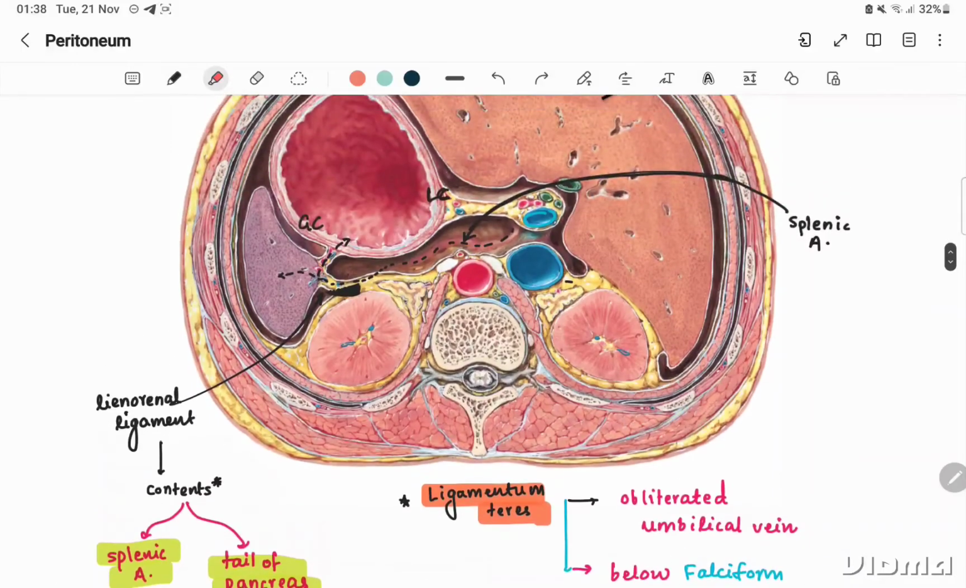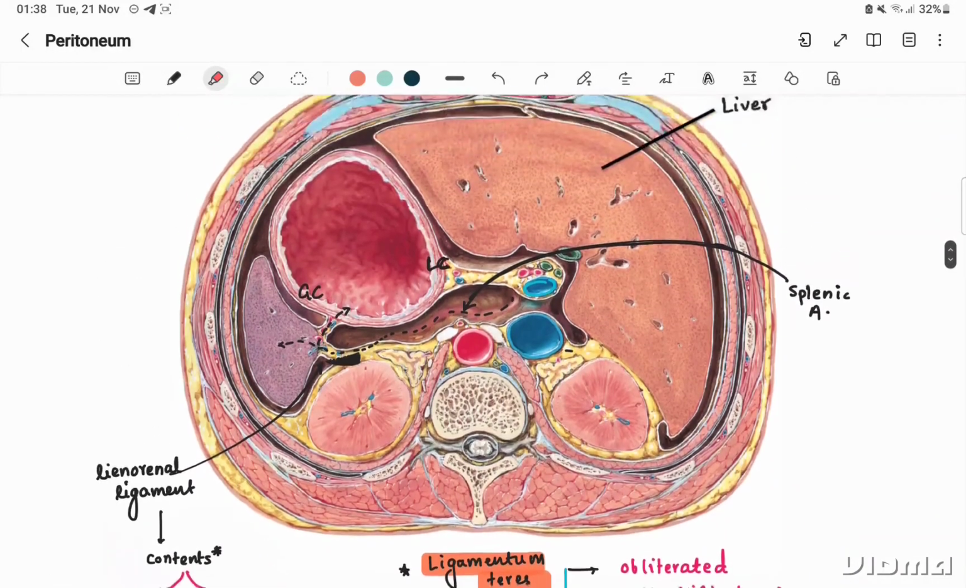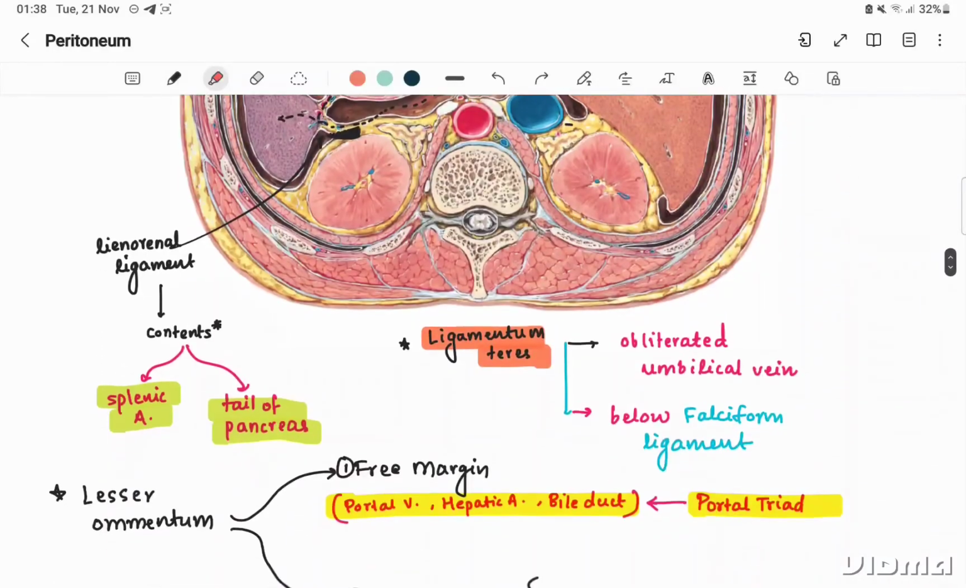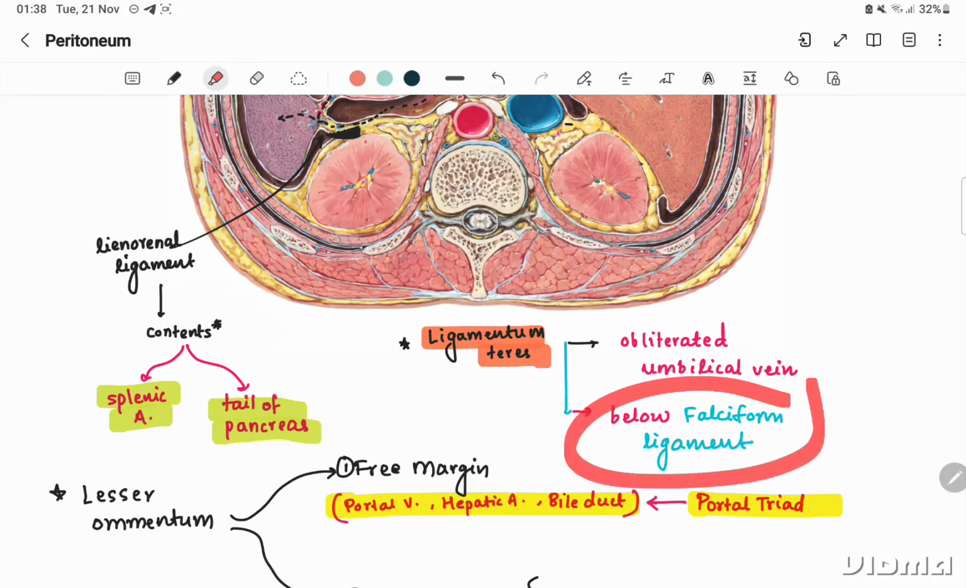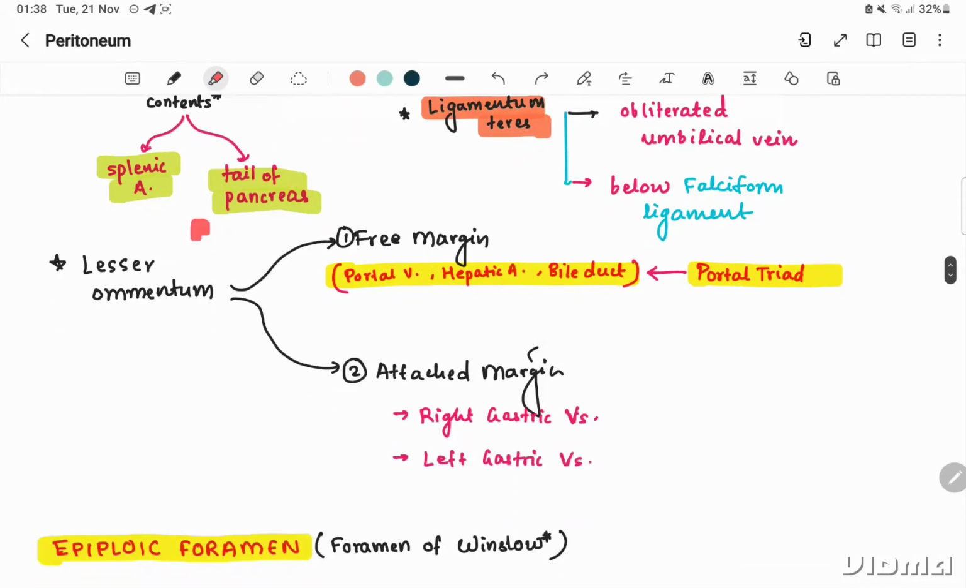There is a ligamentum teres. What is ligamentum teres? The obliterated umbilical vein forms the ligamentum teres, and it is below the falciform ligament. We'll see about the ligamentum teres in a while when we discuss the liver.